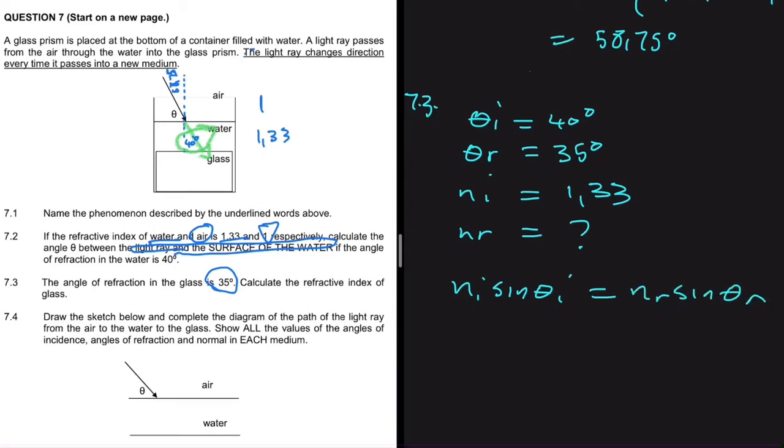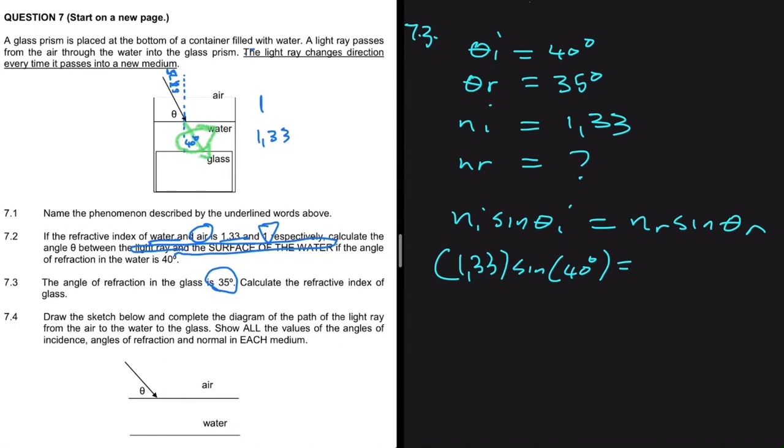So what is Ni? We're coming from water, right? So it's 1.33. And then the angle is the angle of refraction from air to water, right? That is sine of 40 degrees. That will be equal to Nr, which is what we're looking for. And then the angle of refraction from water to glass is given to us as 35 degrees, right?